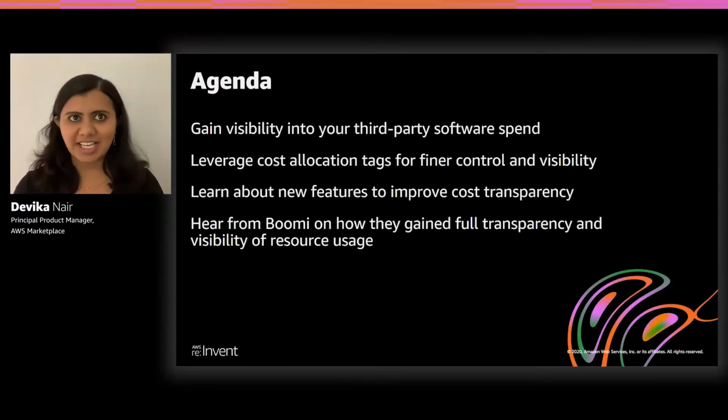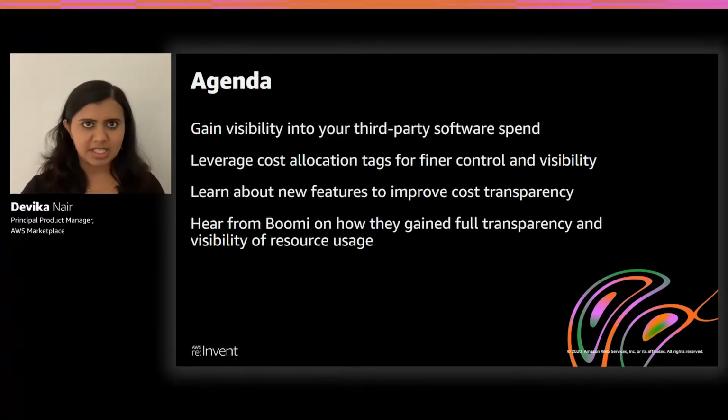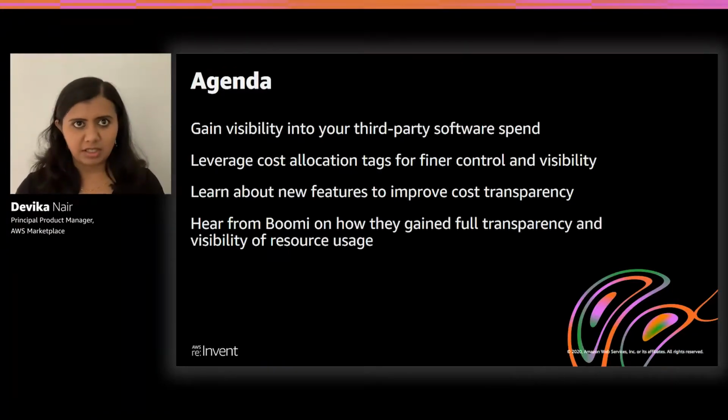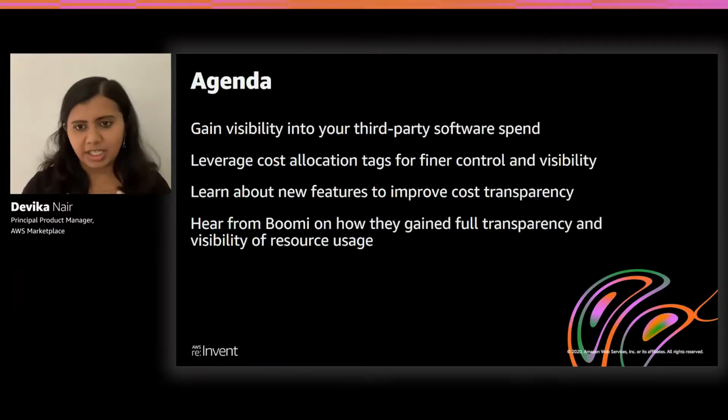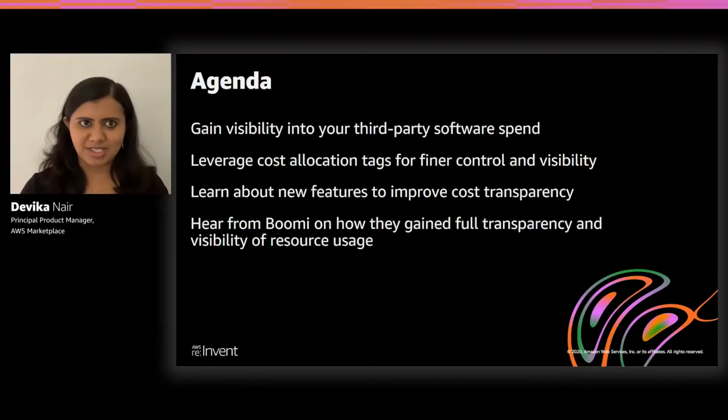So, in today's session, we will learn about how you can use AWS Marketplace to get visibility into your third-party software spend. And also how you can understand who is generating these charges with tools like cost allocation tags. We will also talk about some of our new features that can help you improve cost transparency. And as I mentioned earlier, you will also hear from Eric on how Boomi handles their third-party software costs.